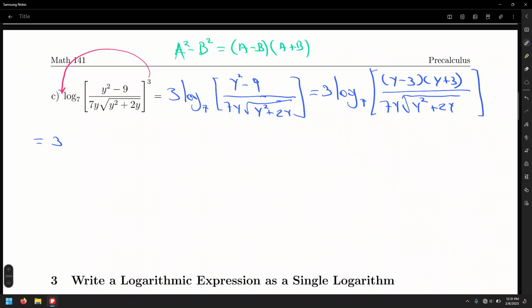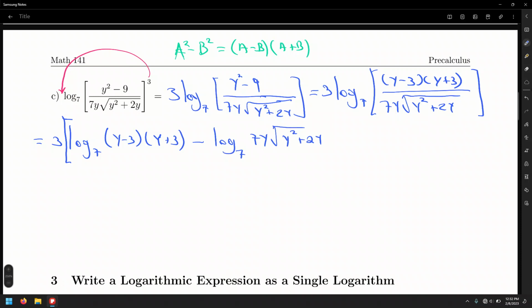So that's going to be 3 times. I'm going to use the quotient rule, and the quotient rule writes the two logarithms as a difference of them. So that's 3 times, I'm going to write brackets for this, 3 times log of y minus 3 times y plus 3, minus log of this madness in the denominator. I know there is a product and I know we can furthermore write it as a product, but let's do one at a time. So that's log base 7 of 7y square root of y squared plus 2y. All right.